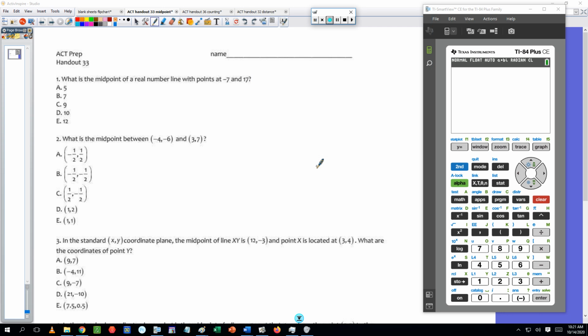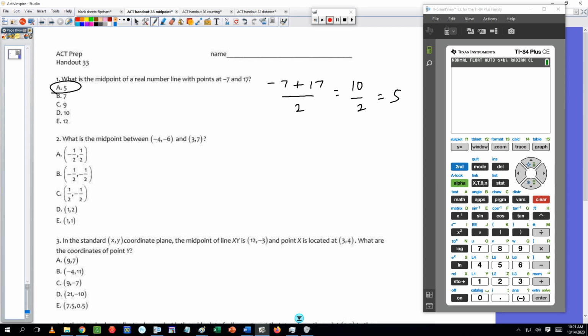If you want to find a midpoint, what you're doing is you're finding an average. So what is the midpoint of a real number line with points -7 and 17? We'll take those 2 points and we'll average those. -7 and 17 make 10. 10 divided by 2 is 5.